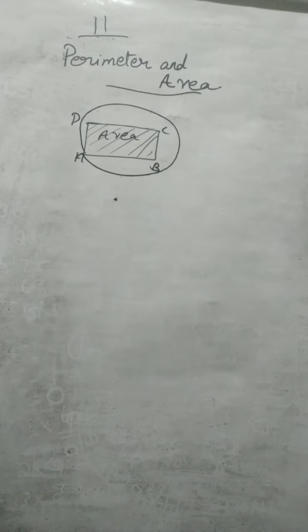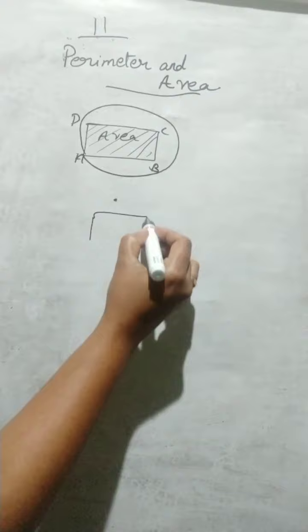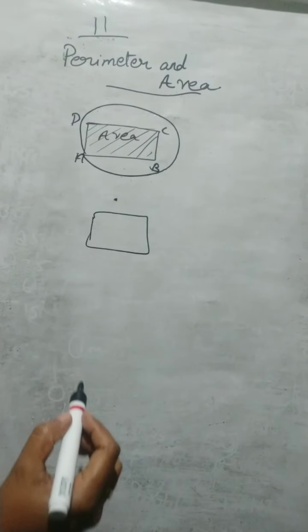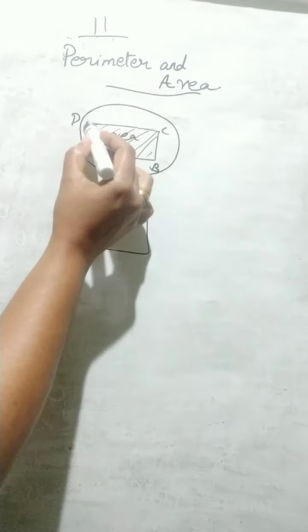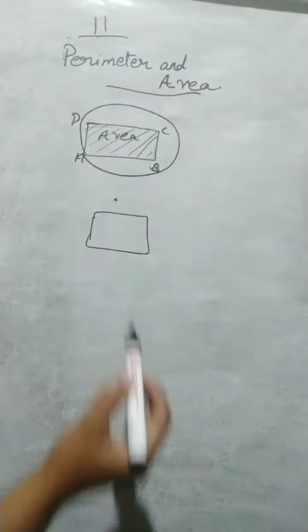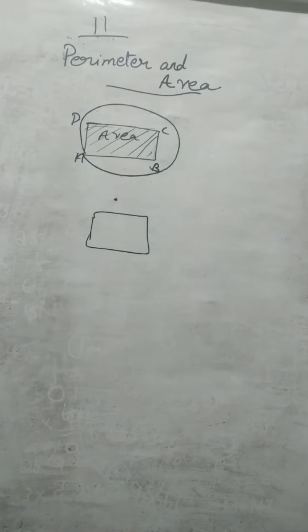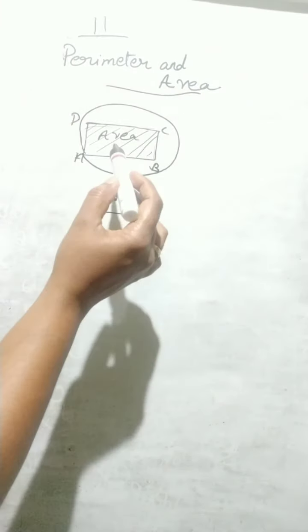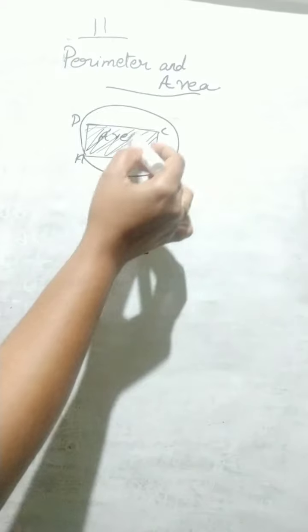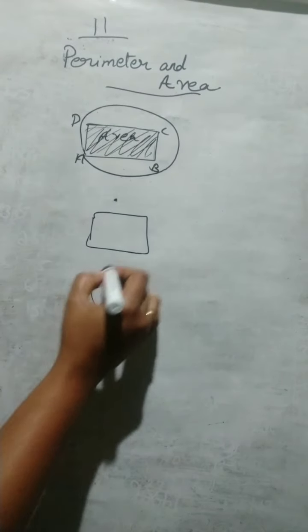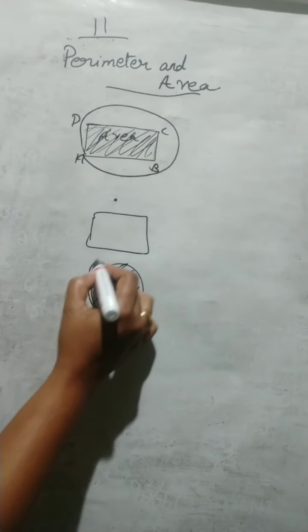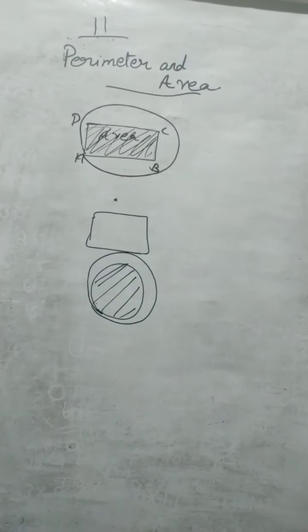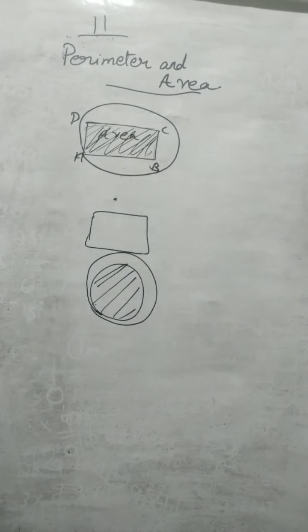Clear? That is, perimeter is the distance around the outside of a shape. Okay, outside of a shape. And area is the space inside a shape. Inside a shape. Okay, here this is the area, and the length from here to here is known as the perimeter. Clear for you?